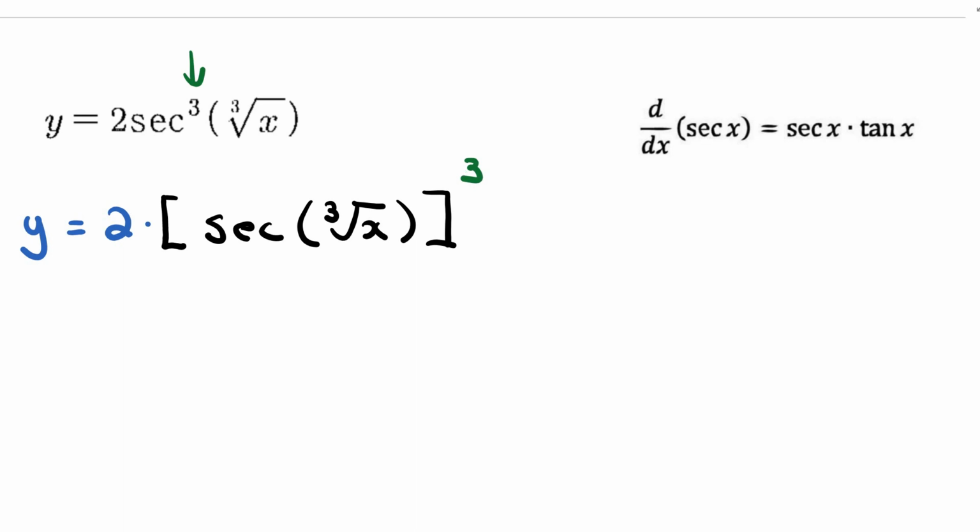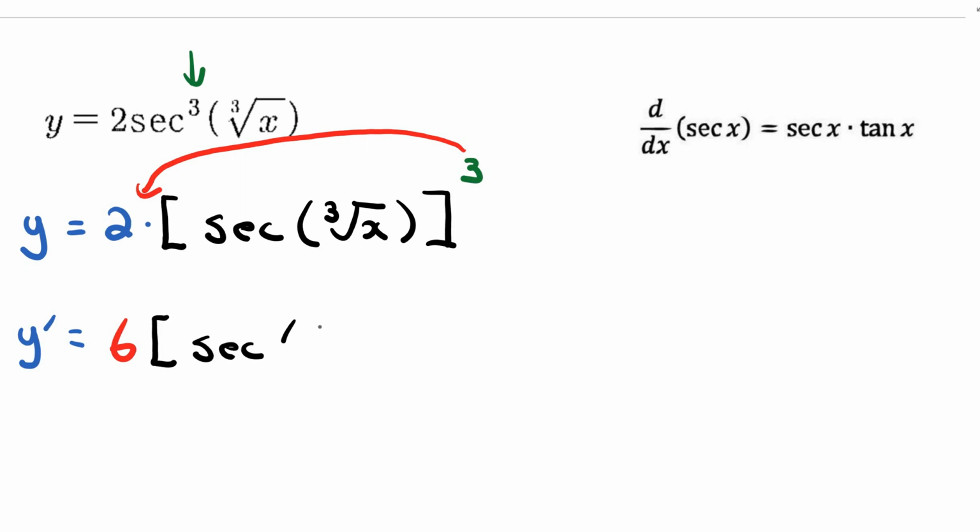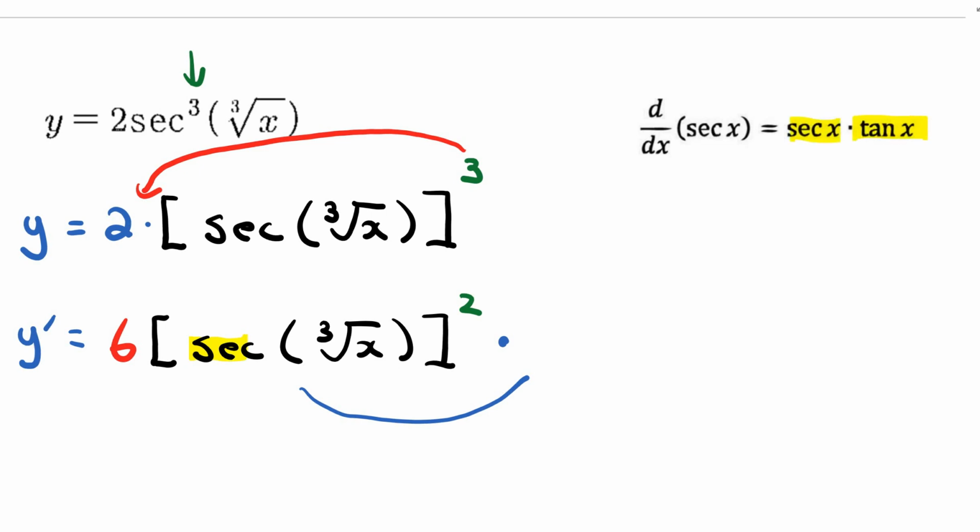Okay, so very similar to the previous question, we just take y prime equals 2, and then I take this 3 and soccer kick that to the front, so 3 times 2 is 6. So we're just using the power rule here, and then we write out secant bracket cube root of x, close that bracket, and that 3 becomes a 2 using the power rule. And then I need to multiply by the derivative of the inside here. So the derivative of secant of anything is secant of that anything times tan of anything, right? So this will be secant cube root of x times tan cube root of x.